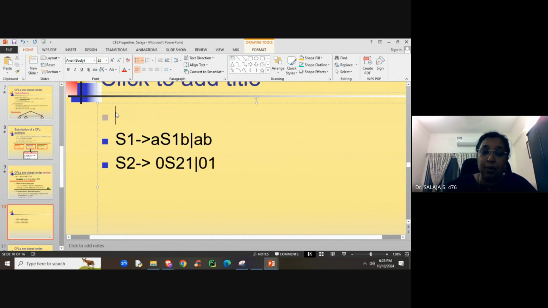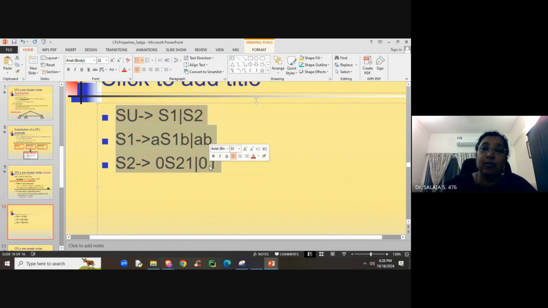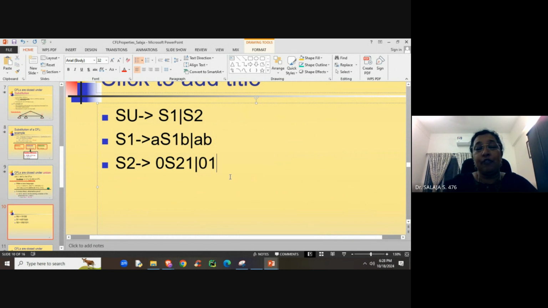Now if I want to combine them with a union, I'll take a new variable. We'll take it as SU. SU is obtained by the starting variable of the first grammar, or the starting variable of the second grammar. So put together, all of them are context free. Now, if I have to go ahead with concatenation, then we'll see how it works out.